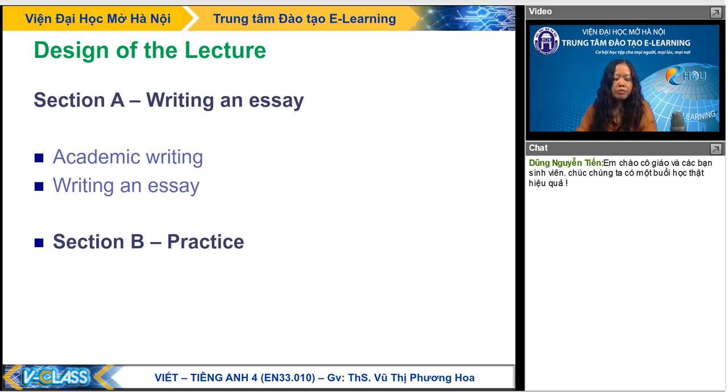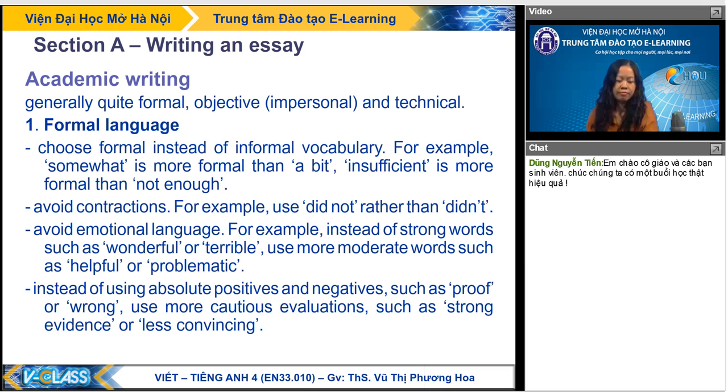Now let's start with section A. In this section, I will briefly present some features or some characteristics of academic writing, and then I will present some ways to organize the essay. First one, academic writing. It is different from other types of writing. Academic writing is quite formal, objective, and sometimes technical.